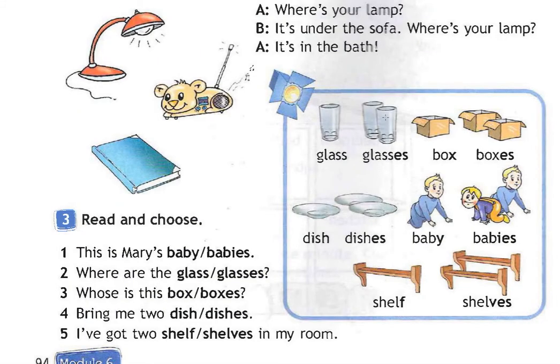And now read the rules. Plural nouns. Glass, glasses. Box, boxes. Dish, dishes. Baby, babies. Shelf, shelves.